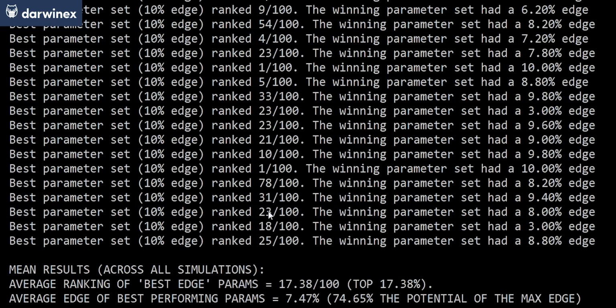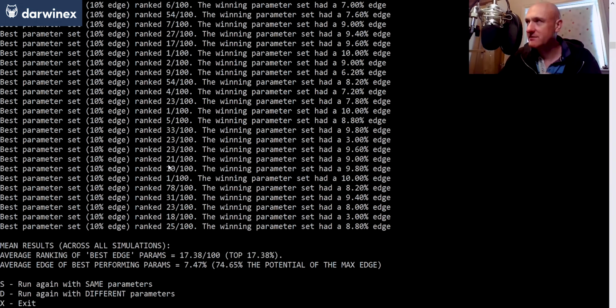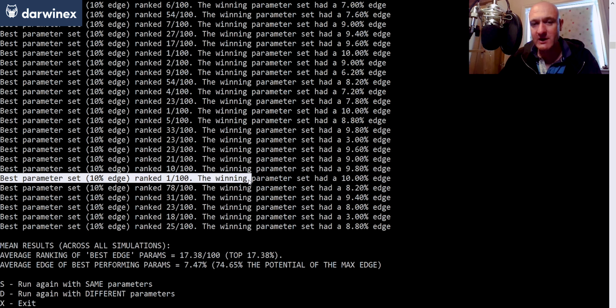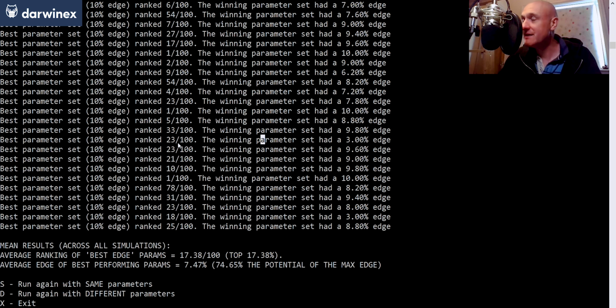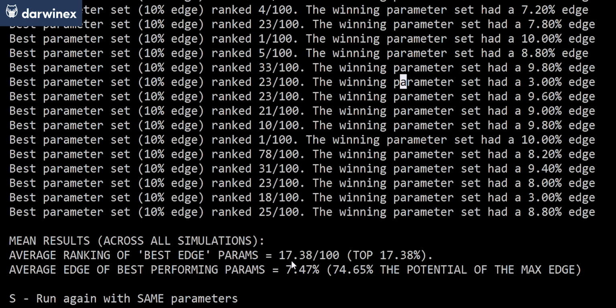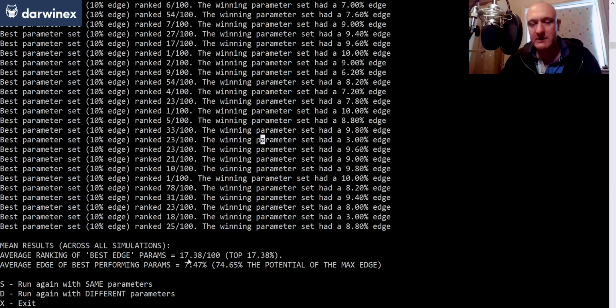And you can see the position in which the best parameter set, that with the 10% edge, was ranked. There's one here, incidentally, that's worthy of note because it did actually come first in this particular optimization. And so obviously, the winning parameter set had the 10% edge, as you can see here. But usually that isn't the case. So if we now look at the average results we've got here, we can see that the average ranking of the parameters with the best edge is 17 out of 100 sets of parameters.